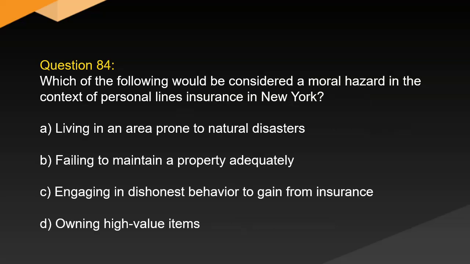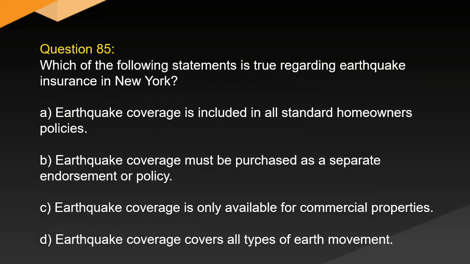Question 84. Which of the following would be considered a moral hazard in the context of personal lines insurance in New York? A. Living in an area prone to natural disasters. B. Failing to maintain a property adequately. C. Engaging in dishonest behavior to gain from insurance. D. Owning high-value items.